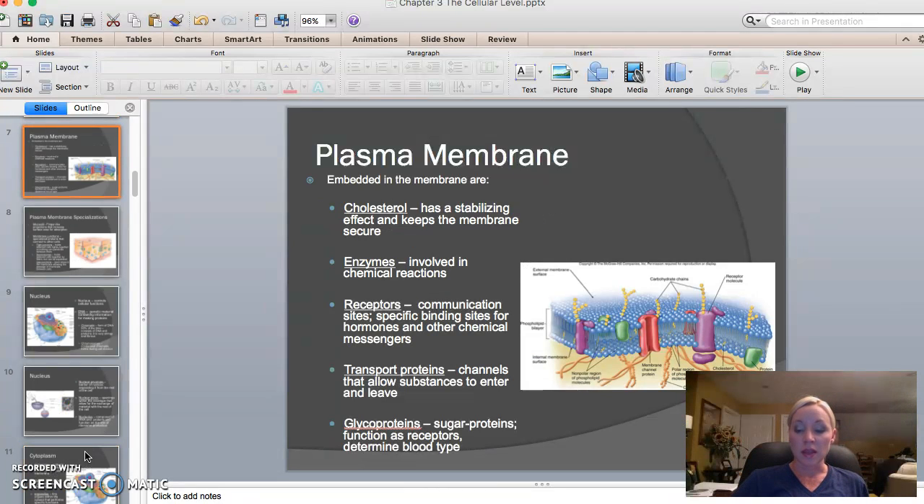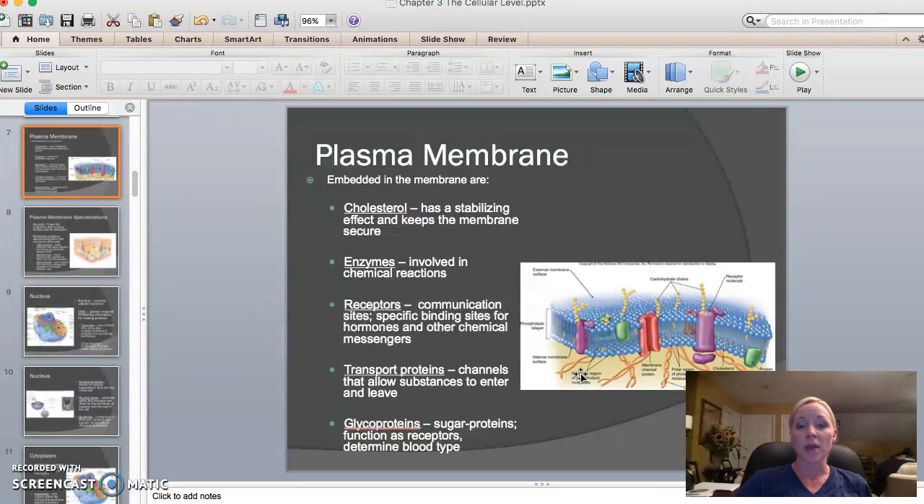What are the things that are embedded within this that I just mentioned? Cholesterol has a stabilizing effect and is going to keep our membranes secure. Enzymes, we know enzymes are going to help in our chemical reactions. They're going to help speed up our chemical reactions. Of course, receptors are our communication sites. These are our specific binding sites within this plasma membrane.